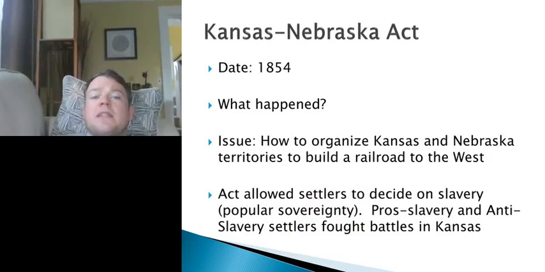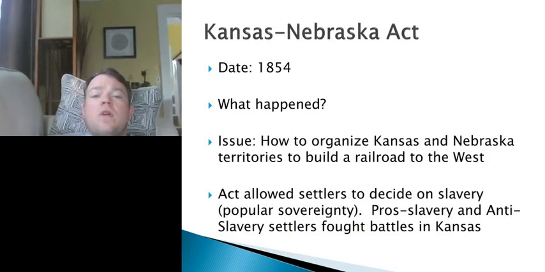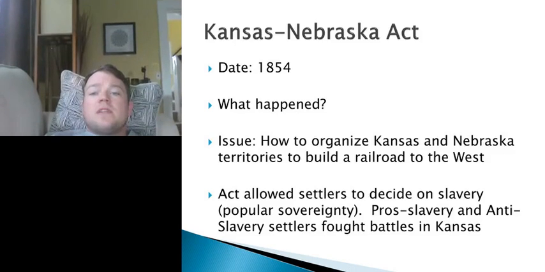The Kansas-Nebraska Act is going to happen in 1854, and we've got another issue. The Kansas and Nebraska territories are going to be organized, so we've kind of got to figure out, are they going to be slave or are they going to be free? And the main reason is we want to build a railroad through this territory. So we've got to figure out how we're going to organize them.